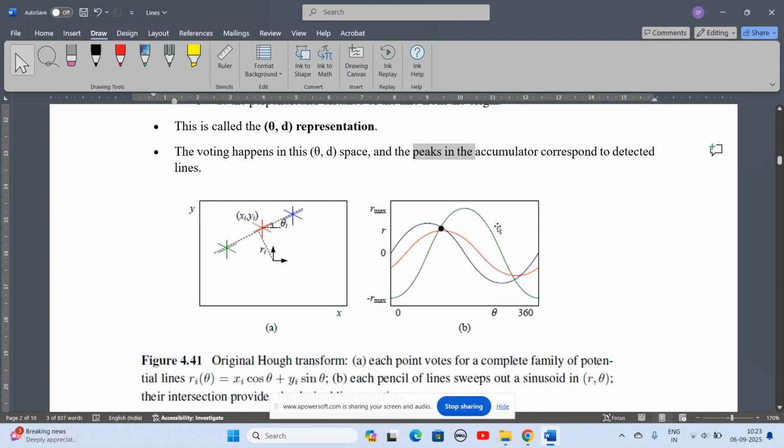Okay, this green sinusoidal curve, red sinusoidal curve, and blue sinusoidal curve. The edge point, the intermediate point, right? The point at which all three curves intersect is the point which is available in the line. If you take another point, it may produce some other curve, but it will not intersect. So I can say that the point taken here is not available in the edge.